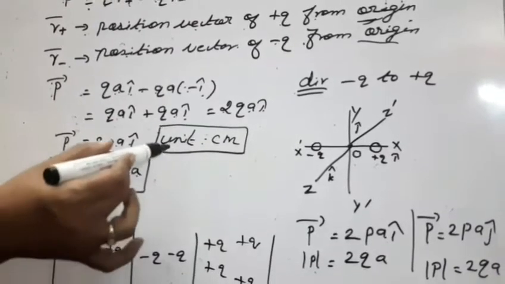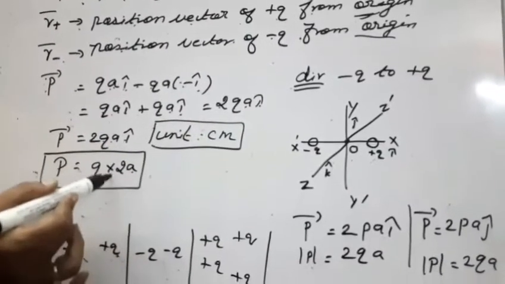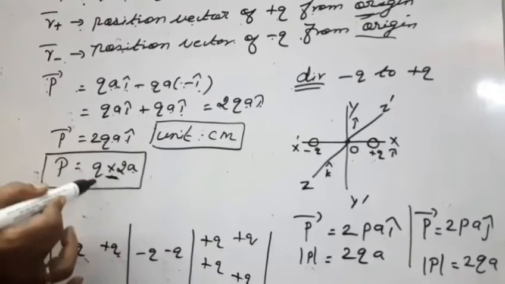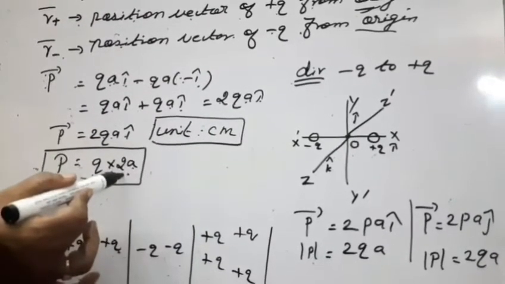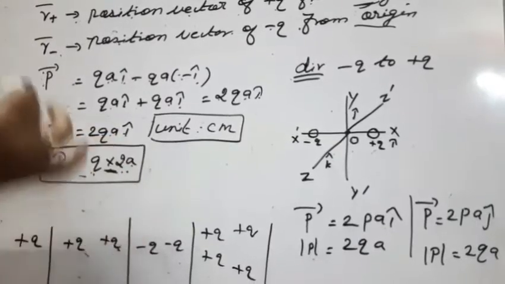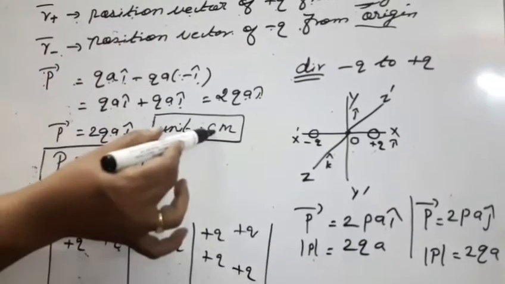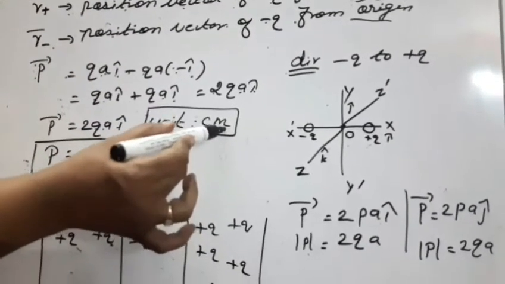So this is known as the dipole moment, or the magnitude of dipole moment P equals q into 2a. That is, dipole moment is the product of any one charge and the distance between the charges of the dipole. So this is known as the dipole moment. The unit is coulomb meter.